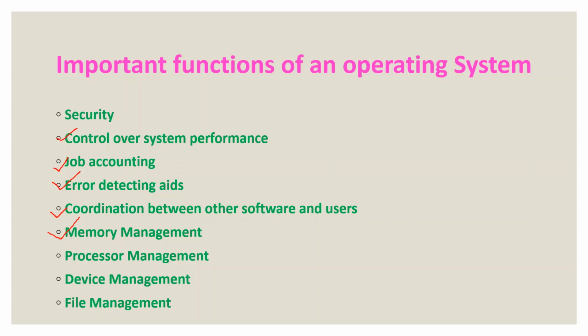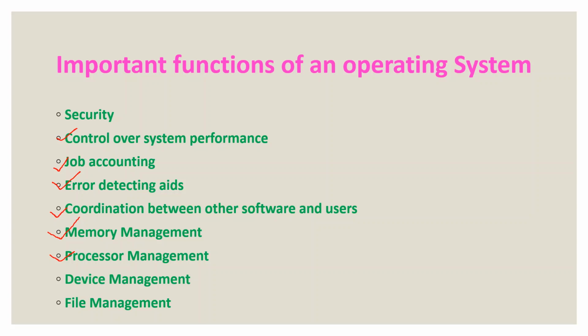The next function is processor management. In a multiprogramming environment, the operating system decides the order in which processes have access to the processor and how much processing time each process has. This function of the operating system is called process scheduling. This term, process scheduling, we are going to study in detail in coming videos also. An operating system performs the following activities. These activities include keeping track of the status of processes. The program which performs this task is known as the traffic controller.